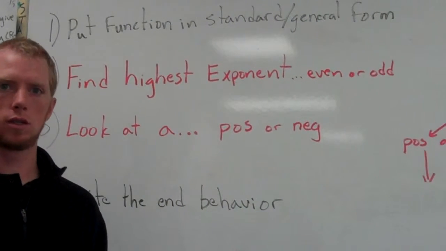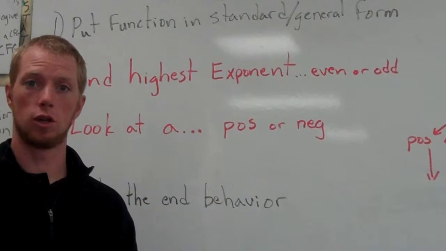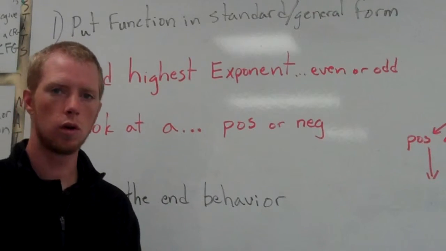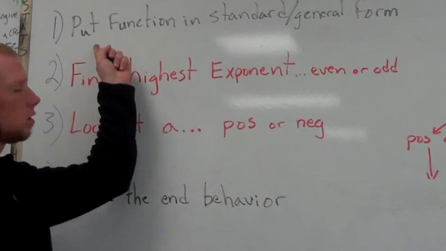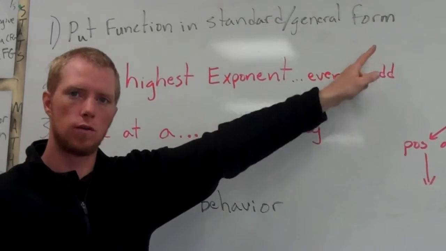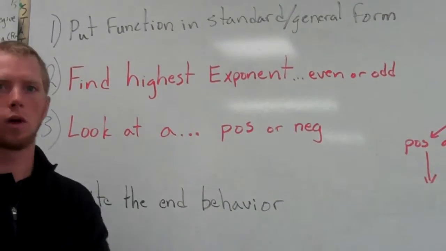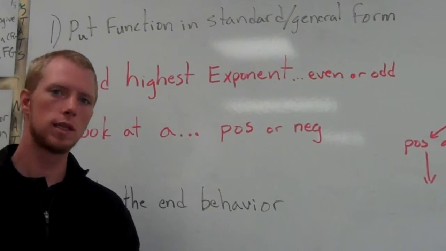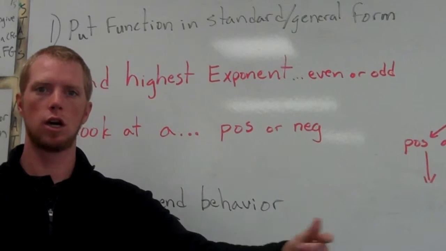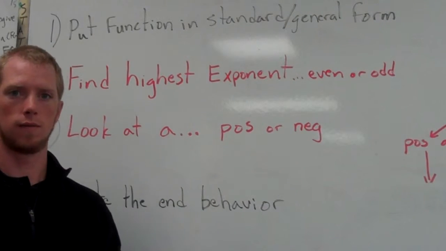So the learning target today is determining end behavior of a function without graphing. In order to do this, the first thing I'm going to do is put my function in standard or general form. That is, I want to have the term with the highest exponent first and proceeding on downward until we get to our constant.